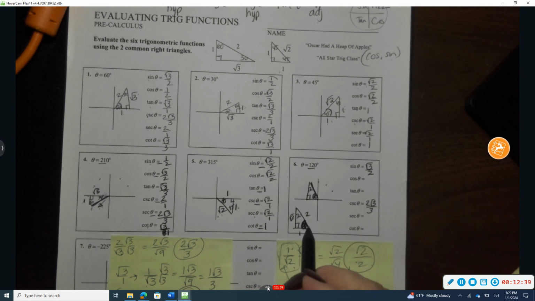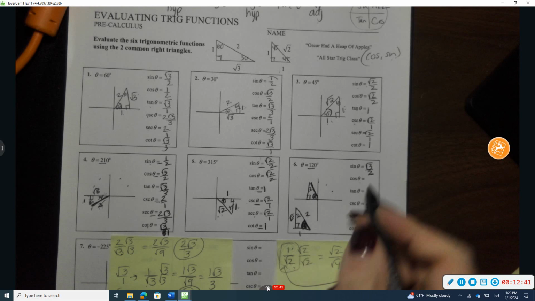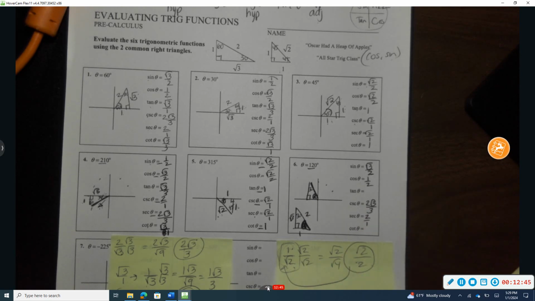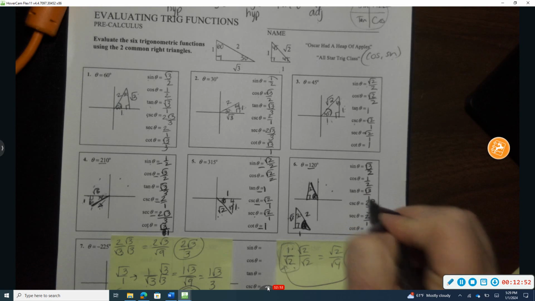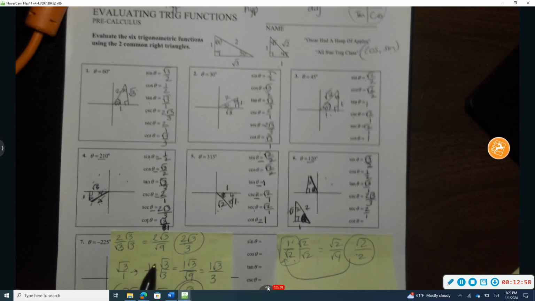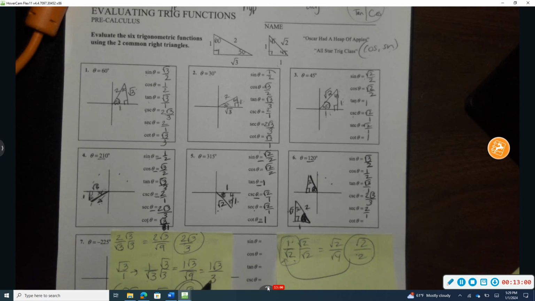The cosine here, so a cosine is adjacent over hypotenuse, so it's 1 over 2, and reciprocal is 2 over 1. Tangent is going to be opposite over adjacent, so radical 3 over 1. And now when I take the reciprocal of radical 3 over 1, I have 1 over radical 3. Here's 1 over radical 3, and when I write it in proper form, it's radical 3 over 3.